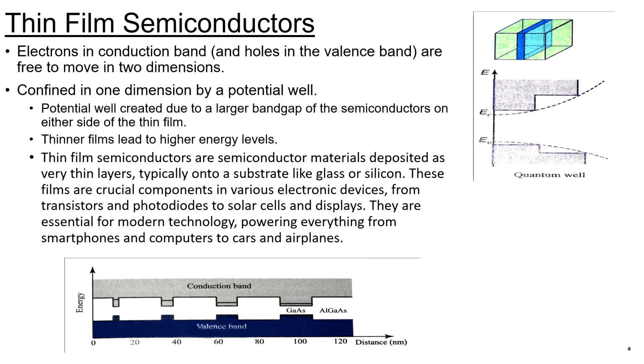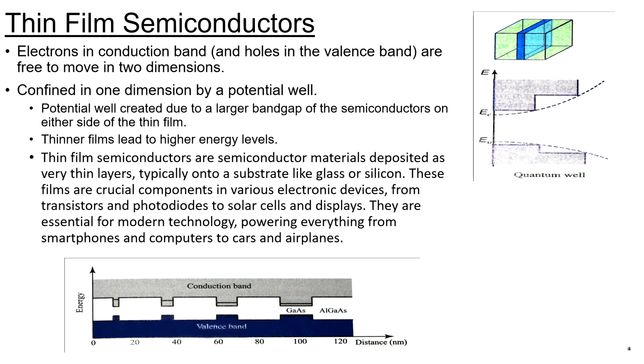Thin film semiconductors are semiconductor material deposited as very thin layers, typically onto a substrate like glass or silicon. These films are crucial components in various electronic devices, from transistors and photodiodes to solar cells and displays. They are essential for modern technology, powering everything from smartphones to computers to cars and aeroplanes. So you can see the application of quantum dots is versatile.